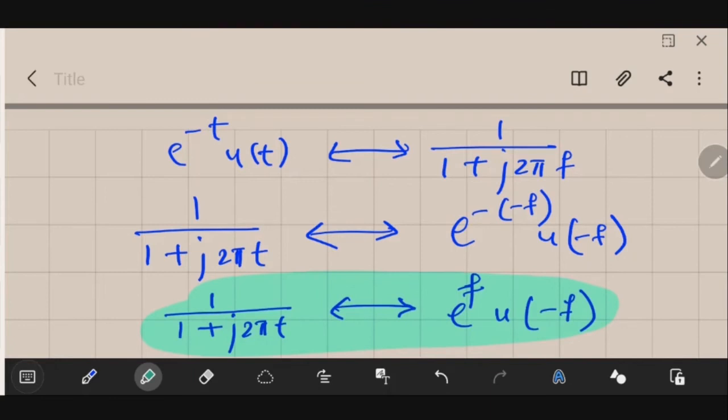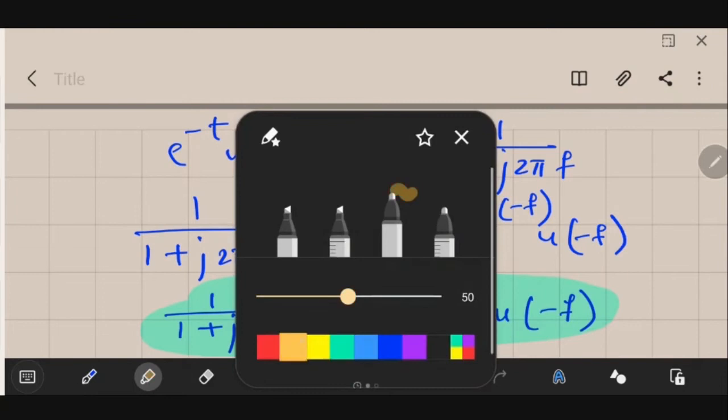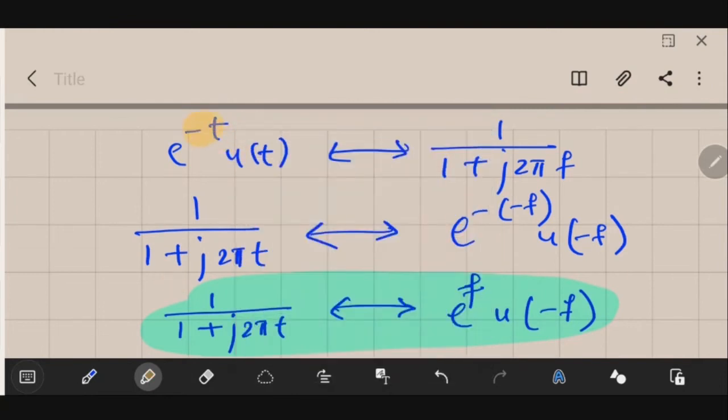Okay, so you could see what I did, where I replaced what, that thing you have to mark. You could see I have replaced this t and this t here by minus f. That is the only thing I did. Got it? Yes, sir. Okay, in this way you have to solve it.